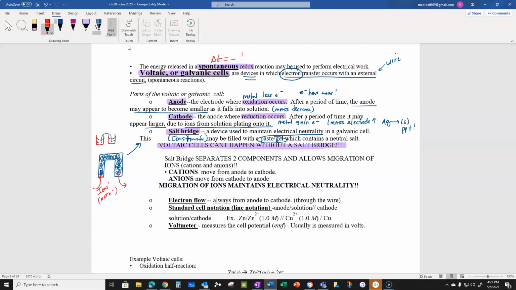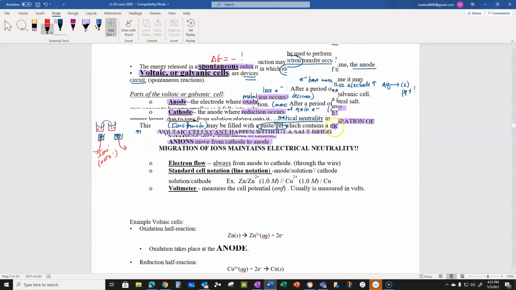If you want the voltage to change, you need to get the ions to move from one spot to the other. So the salt bridge separates the two cells, and we call them components. Okay, you can call them cells too. It allows the migration of the cations and anions. We need those cations and anions to move around. Now, how do they move? Well, the cations always go to the cathode. I always remember cat to cat. And the anions always go to the anode. So an to the an.